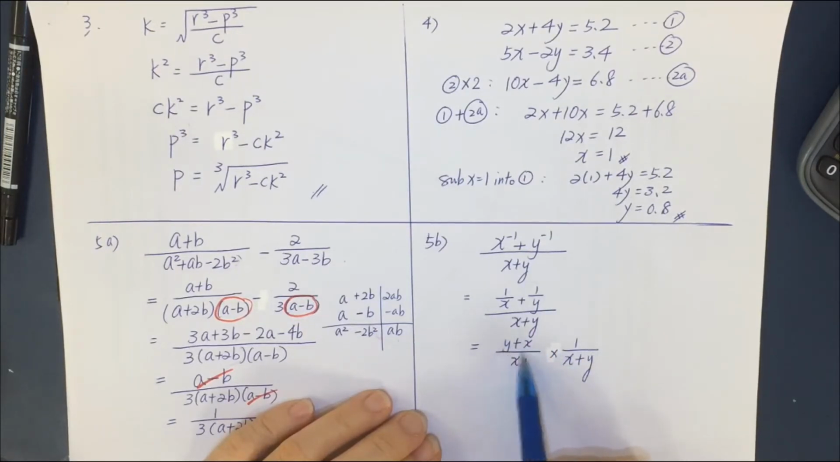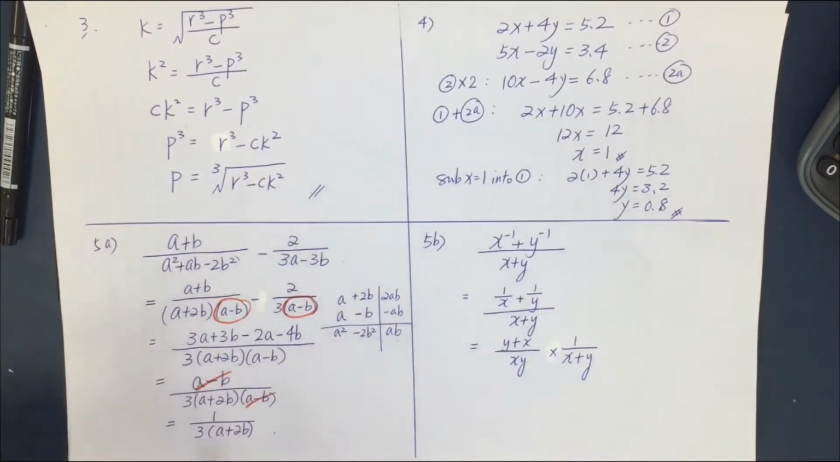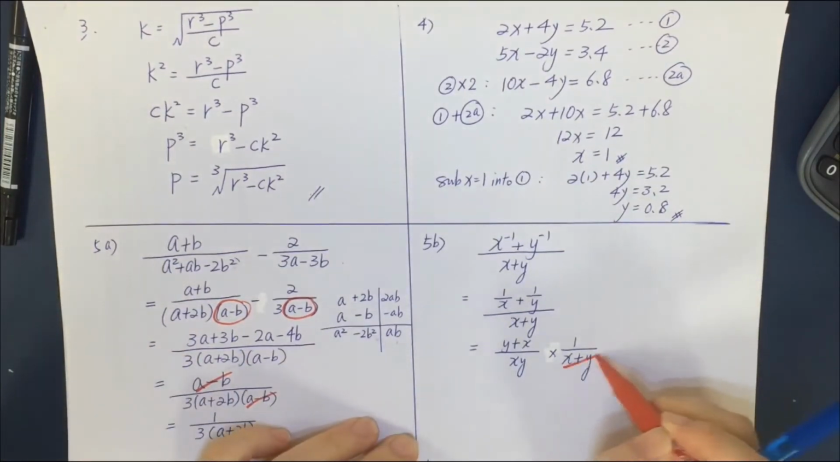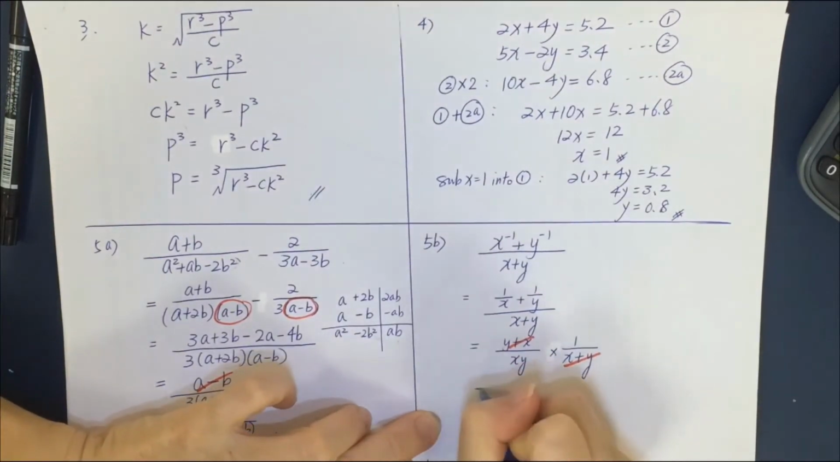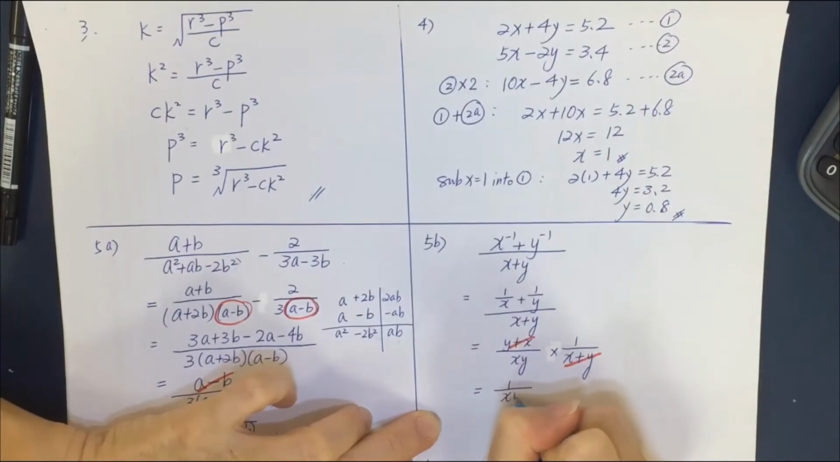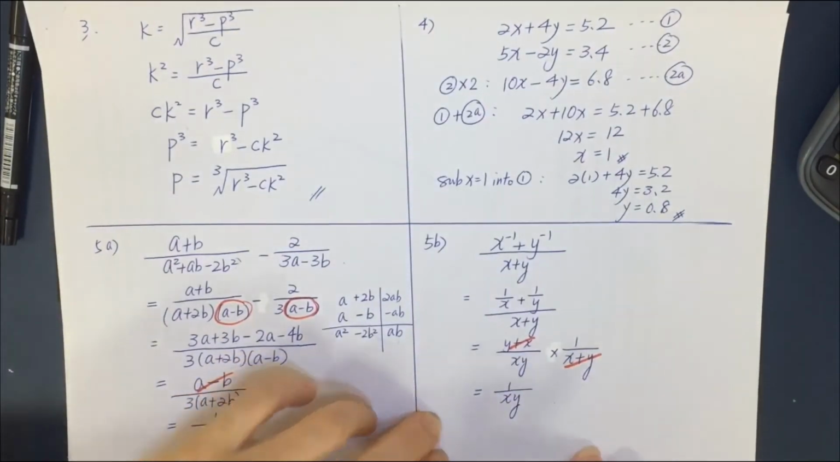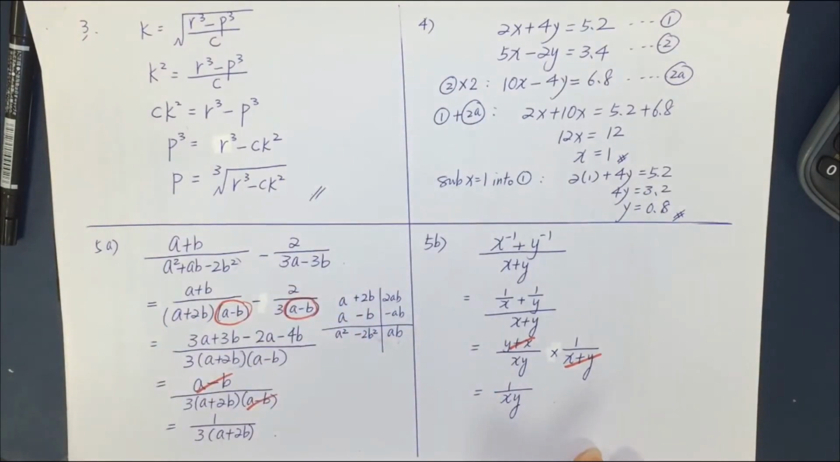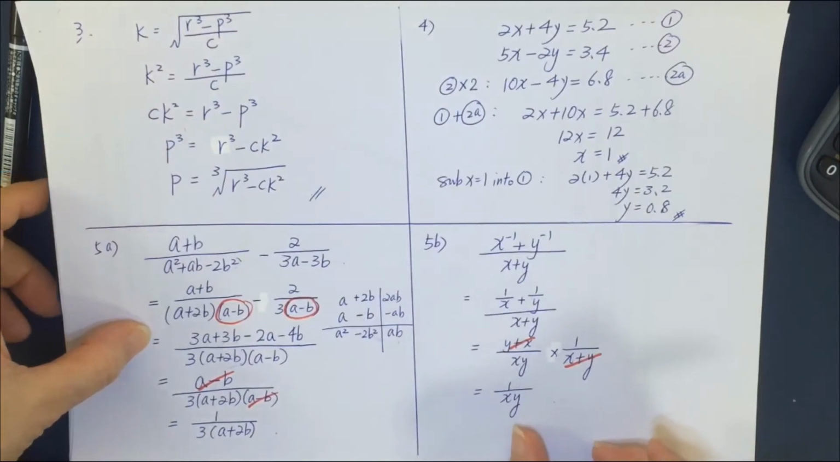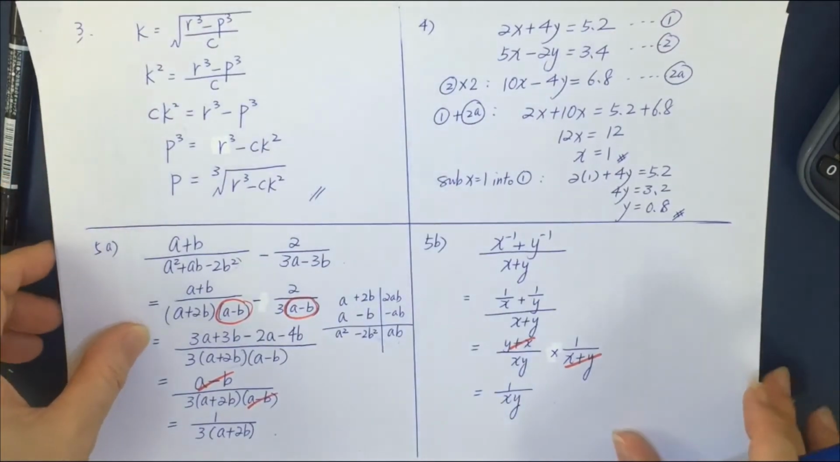So this term and this term are actually the same, so I can divide both numerator and denominator by x plus y. So my answer is 1 over x times y. And that's my answer, because my answer does not have any more negative indices. So it's the answer without negative indices.